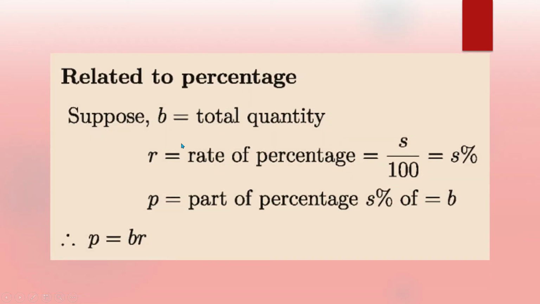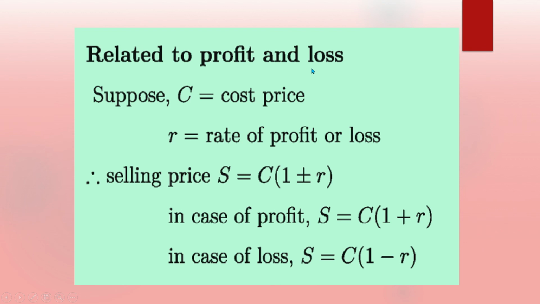Related to percentage, B is the total quantity, and R is the rate of percentage, denoted by S by 100 or S percent. P is the part of percentage, S percent of B. Therefore P equals BR. Okay. Related to profit and loss, C is the cost price, R is the rate of profit or loss, and S is the selling price, which equals C into 1 plus or minus R. In case of profit, here will be plus. In case of loss, here will be minus.